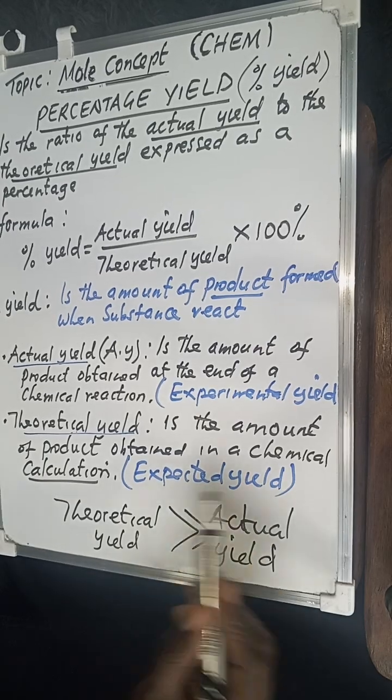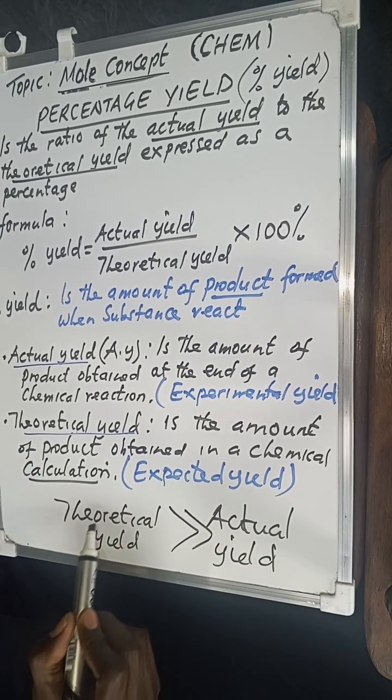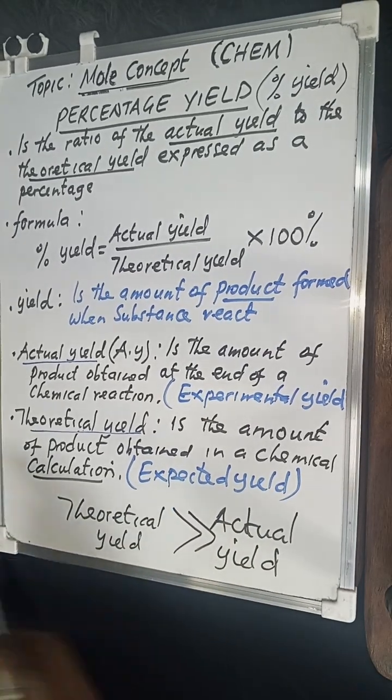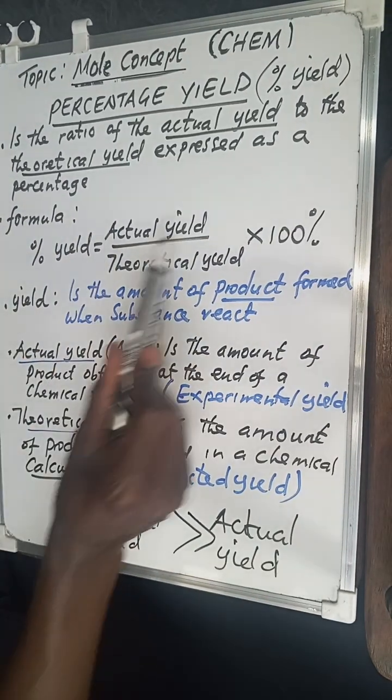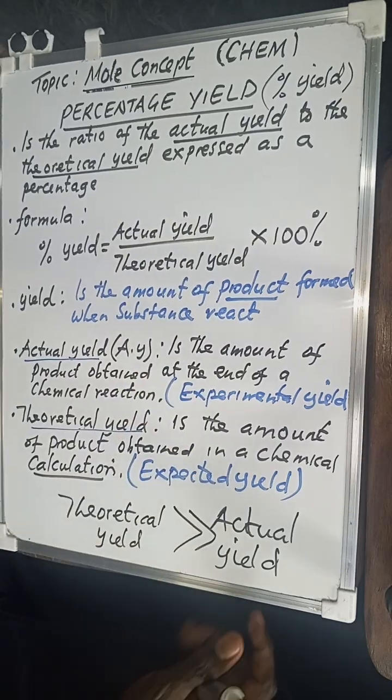So you are not going to have everything that you need. No wonder the theoretical yield will always be greater. Let me show you how you can apply this formula: percentage yield = actual yield over theoretical yield times 100%. Let's see how we can apply that.